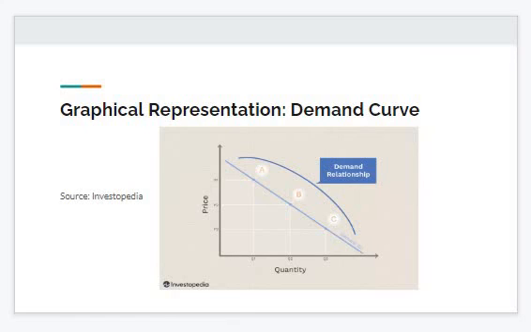It is always downward sloping. The negative slope of the demand curve shows that as price falls, quantity increases and vice versa. This is nothing but the law of demand. So this demand curve indicates what the law of demand states. This was a graphical representation of the law.